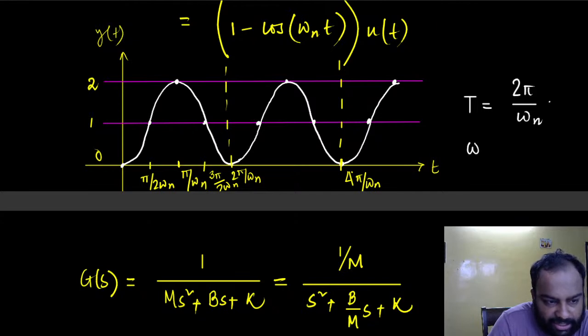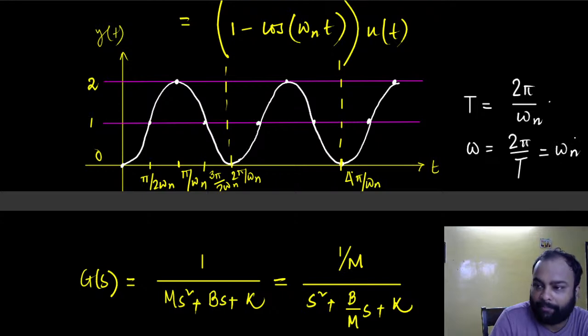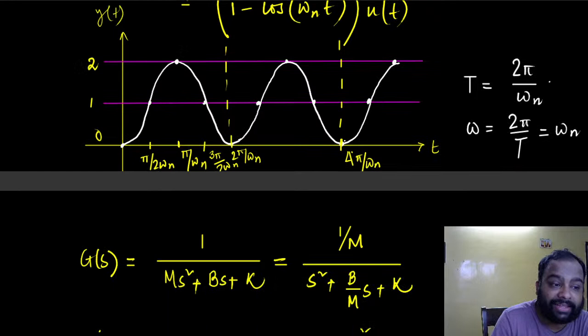So what is the frequency of oscillation? We represent that with omega. And omega is of course 2 pi by T, and if you do 2 pi by T, that becomes omega n. So what is omega n? Omega n is essentially the frequency of oscillation for the output when there is no damping.